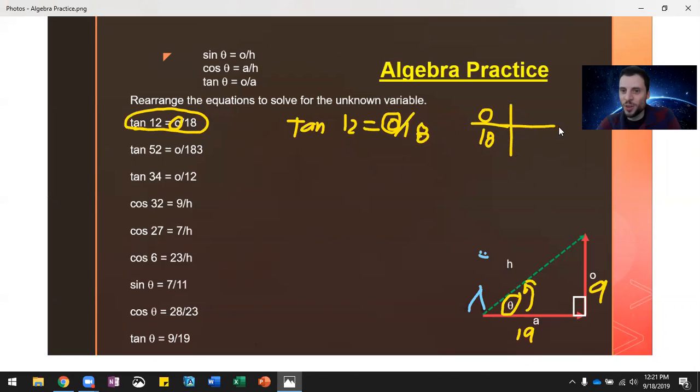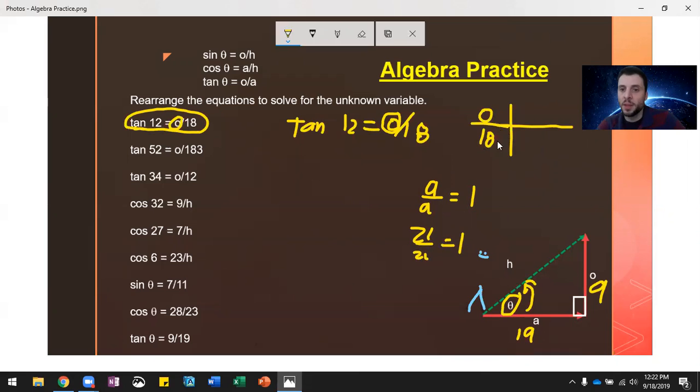If we look at this, we have opposite divided by 18. We can actually pull this over into our railroad tracks. I love it, more use of railroad tracks. And we want to get the opposite by itself. We want to get O by itself. So how do we get O by itself? How do we get rid of 18? Well, remember, A divided by A equals 1. 21 divided by 21 equals 1. So those cancel out and we're left with 1. These cancel out, we're left with 1.